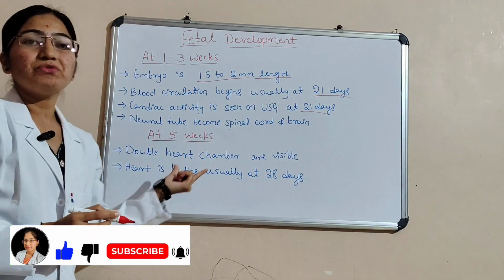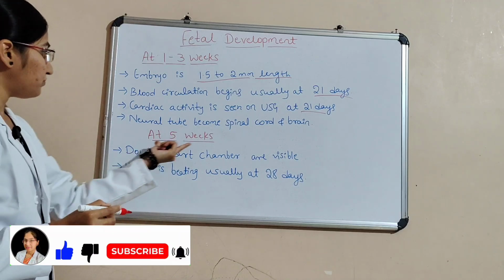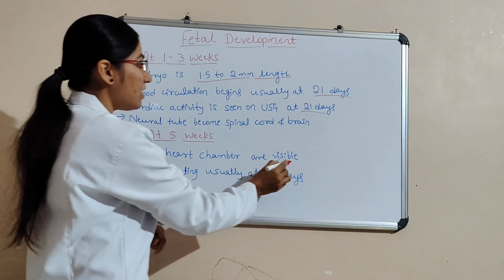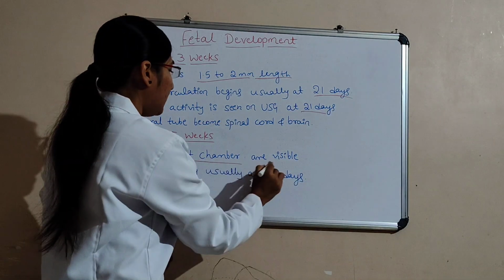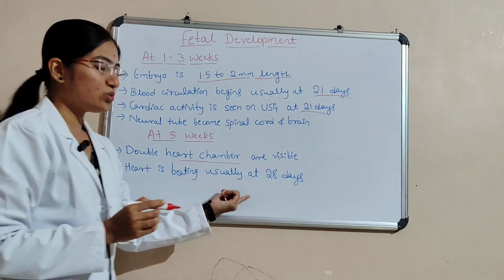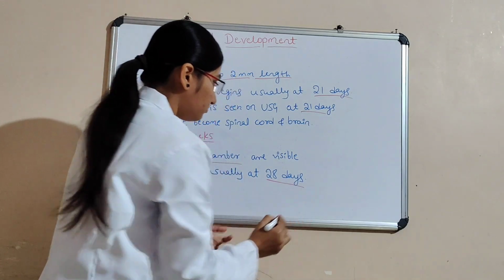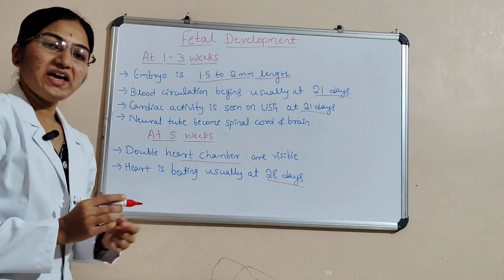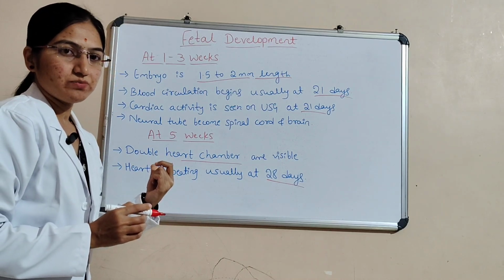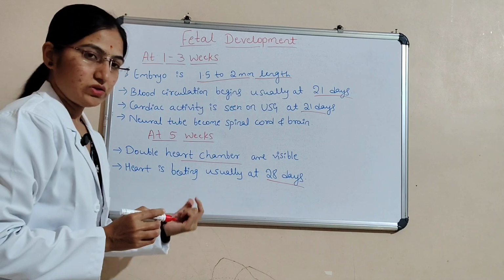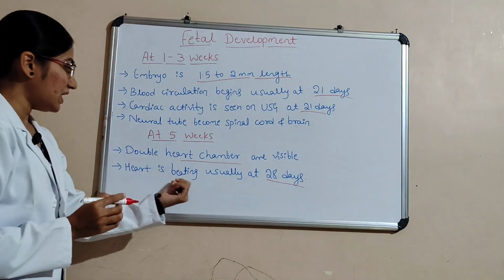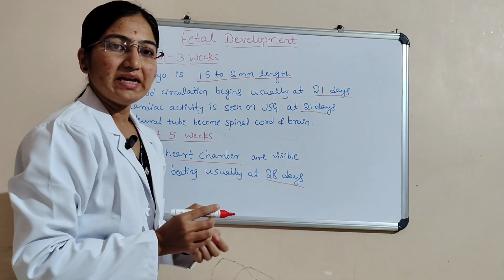Next we'll see 5 weeks. Here double heart chambers are visible, and the heart is beating usually at 28 days. Already I have done a class on fetal circulation. You can watch that one, later you can understand this.